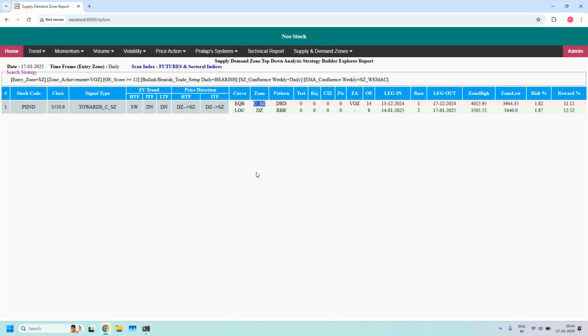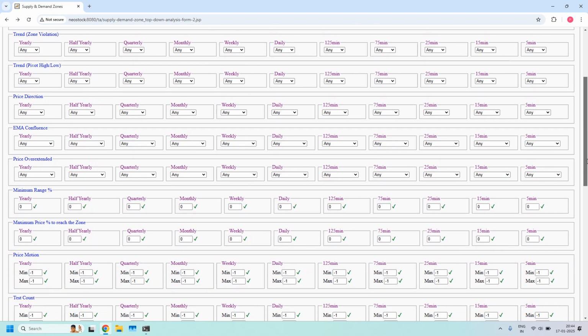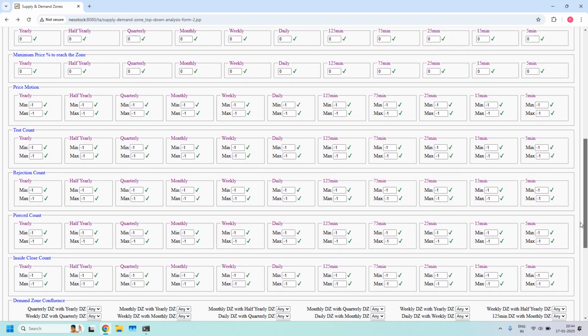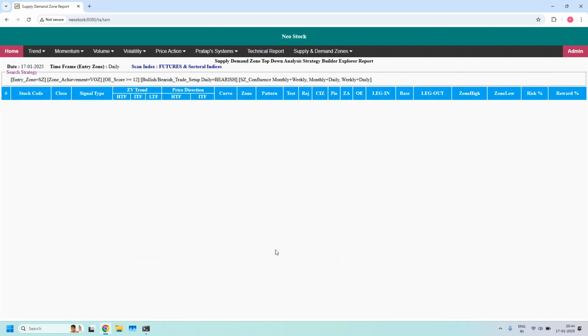Okay, next let us look for LTF, ITF, HTF supply zone confluence stocks. I am removing the EMA filter. Earlier without the EMA filter we got both the stocks. Now let us verify whether those stocks have HTF supply zone confluence. I have to enable 3 filters. First filter is already enabled. Second filter, daily supply zone with monthly supply zone confluence. Third filter, weekly supply zone with monthly supply zone confluence. That is the HTF zone confluence with LTF and ITF. Let's filter. So we don't have any LTF, ITF and HTF supply zone confluence supported stocks. Okay, this is about the bearish trade setup for monthly income trade.